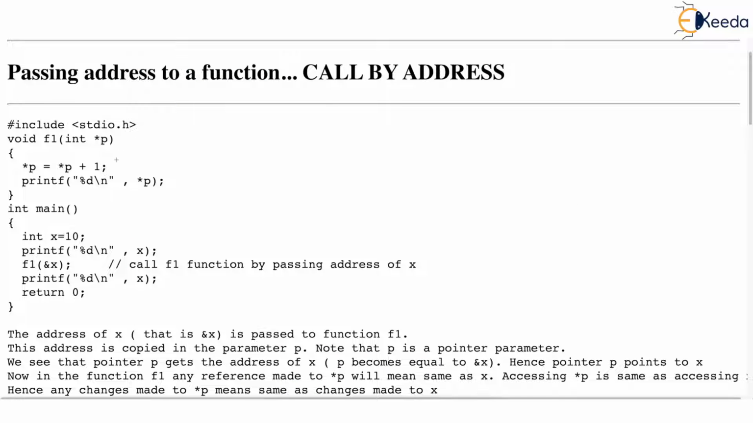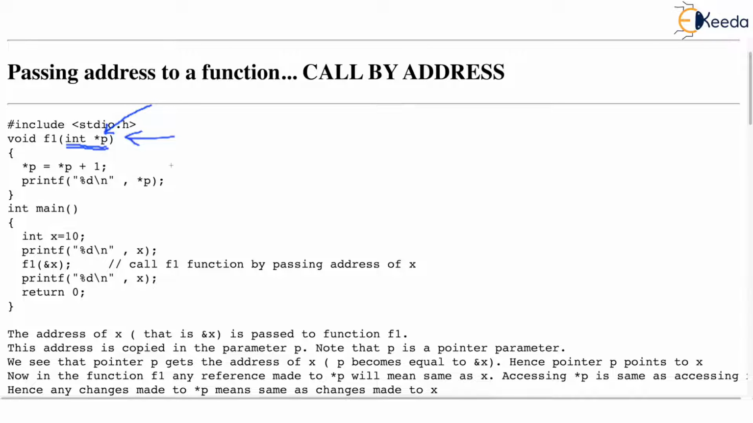Just check the program given over here, which has a function called f1, and this function has a parameter which is a pointer, because p has an asterisk symbol written before it. So the function f1 has a pointer parameter. Now, if the parameter is a pointer, then obviously we must pass an address to this particular pointer, because you all know that a pointer stores an address.